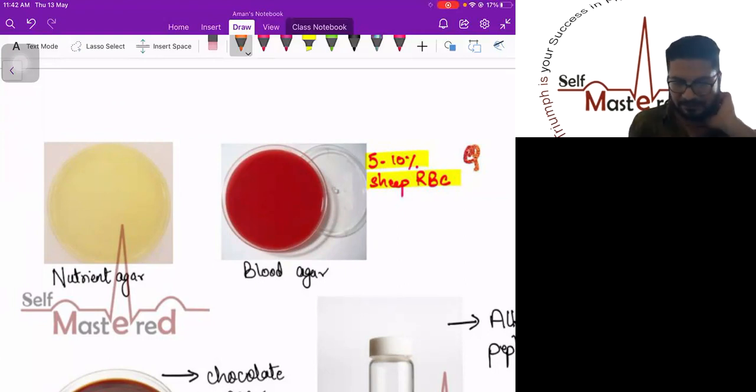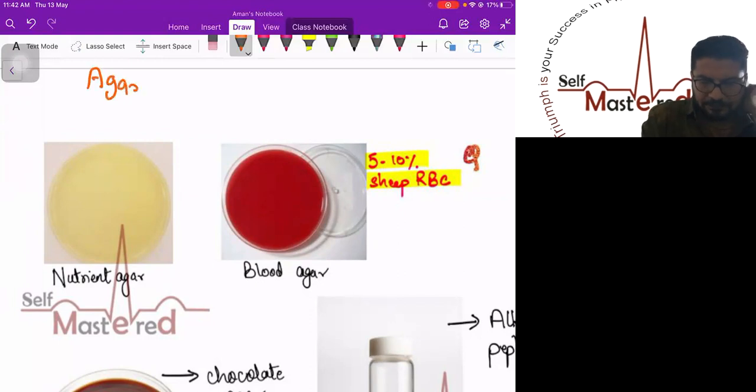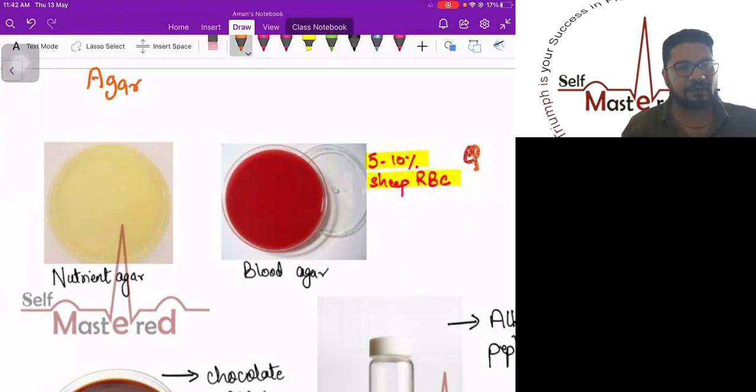Then in media we use agar. We use some substance called agar. This agar is obtained from seaweeds. If you have some information missing in your notes, you can add the things which I am speaking. Because it's a revision session, I'll not be making a full video. It will be a short video. The more I speak, the less I'll write. So if you miss something, you can also write the information which I'm speaking.